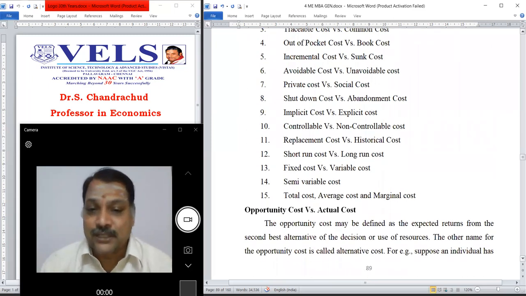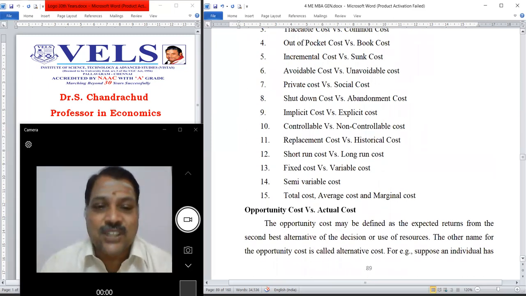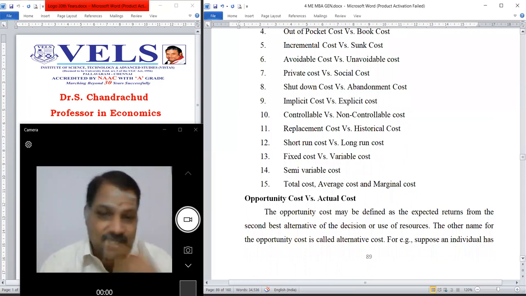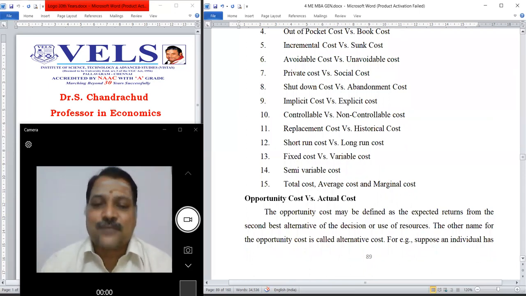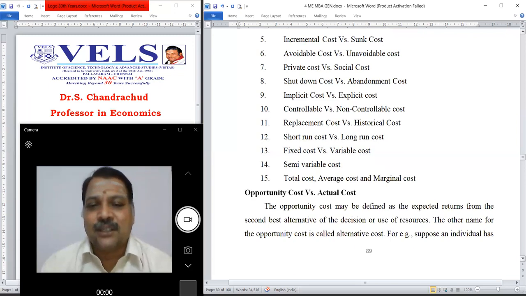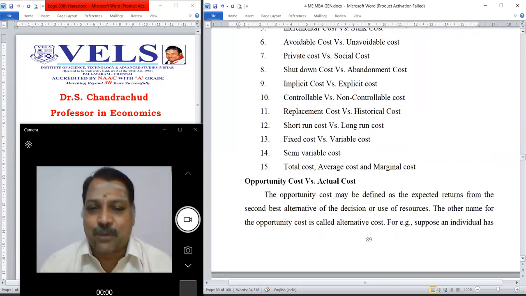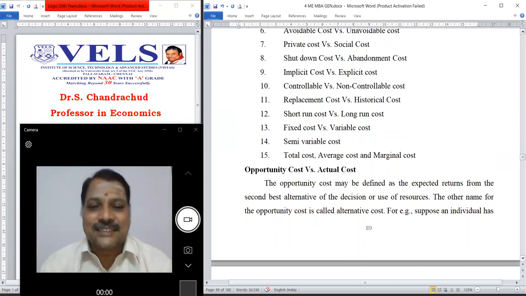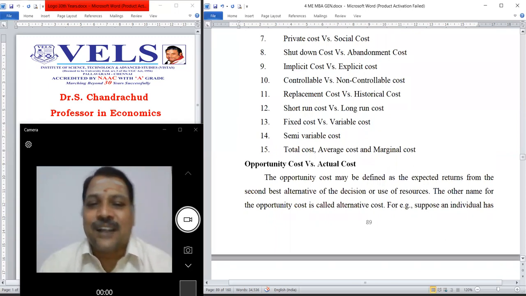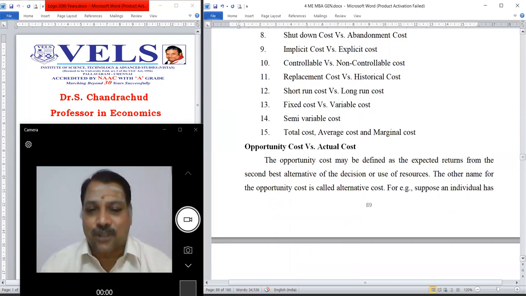The 11th one is replacement cost versus historical cost. The 12th one is short-run cost versus long-run cost. The 13th one is fixed cost versus variable cost. And 14th one is semi-variable cost. And finally, total cost, average cost, and marginal cost. So let us discuss one by one. First, we will compare the opportunity cost with the actual cost.